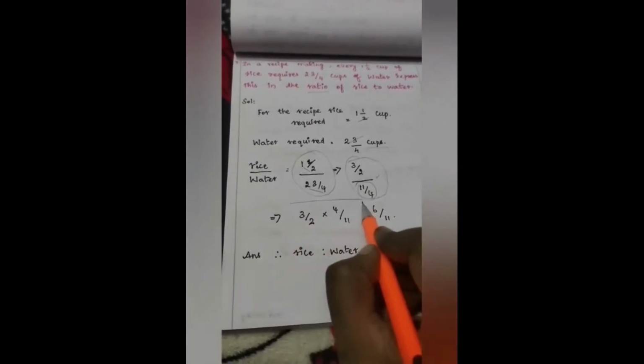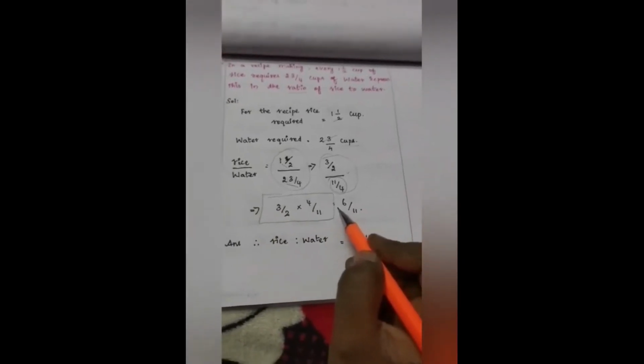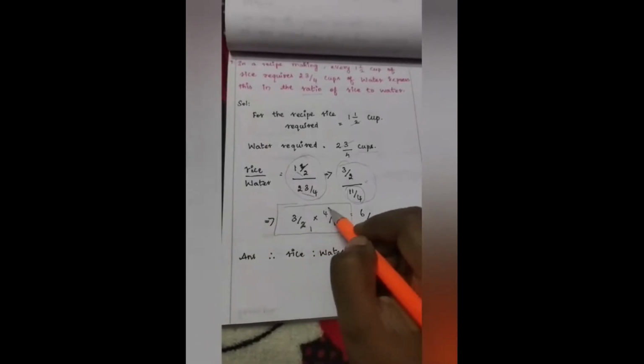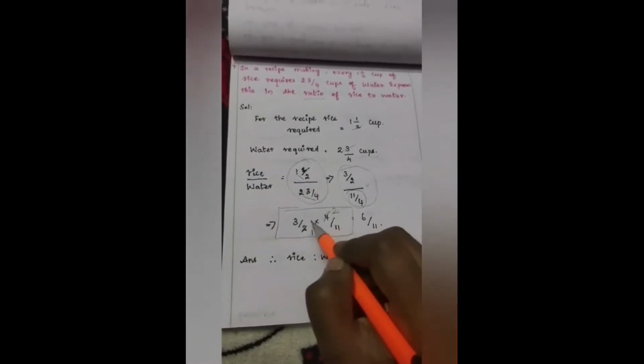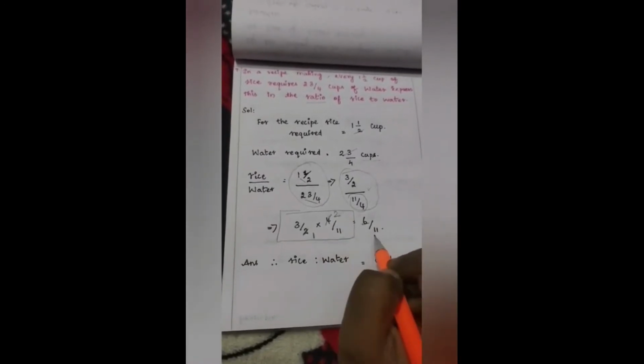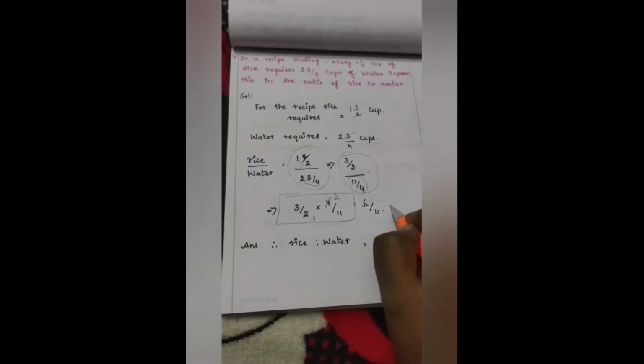After we got like this, we need to check whether we are able to cancel it or not. Yes, we can cancel it. This 1 time and this 2 time. Remaining what else is there? 3 into 2, 6 by 11. This is our answer. 6 by 11 is our answer.